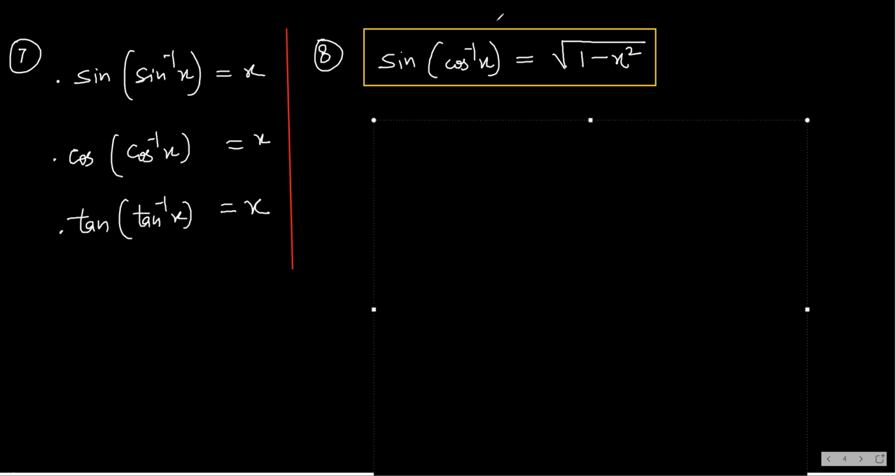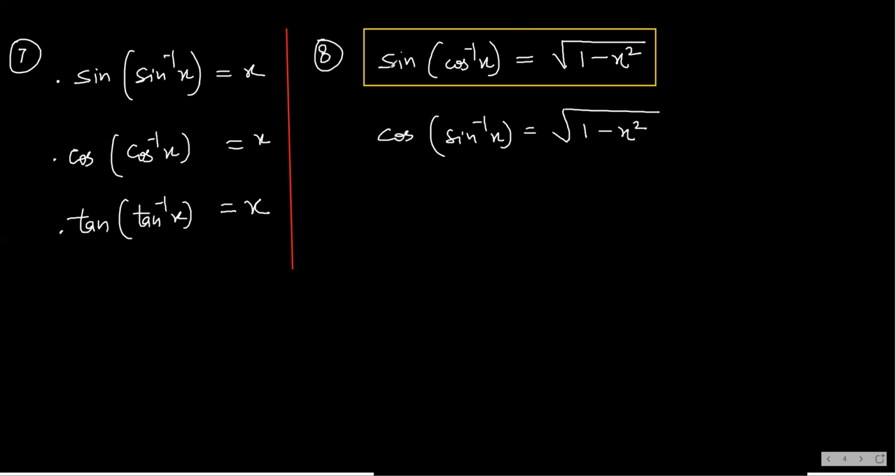Similarly, if you have cos of sine inverse x, once again you will write root of 1 minus x square. Root of 1 minus x square you will write even for this. Remember these two are very important. You will remember them as well. Now this completes the properties of inverse trigonometric functions. Very soon we will start with the problem solving.